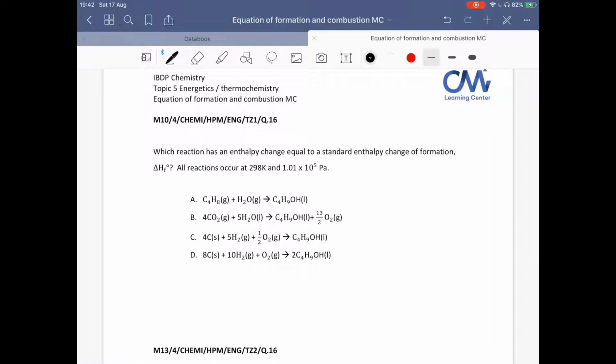The first one is about formation. Which reaction has an enthalpy change equal to the standard enthalpy change of formation? At this temperature and pressure, it's standard temperature and pressure conditions.